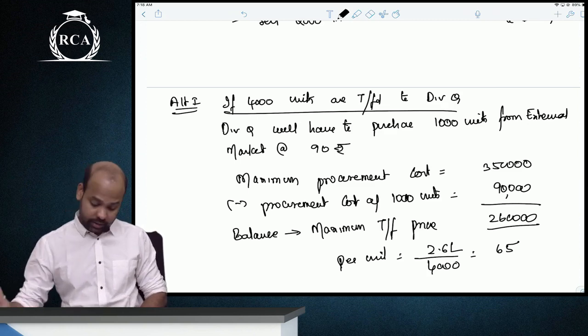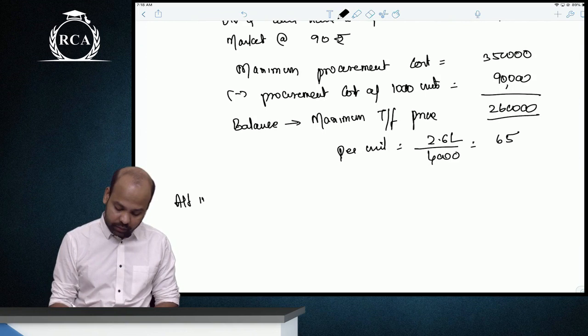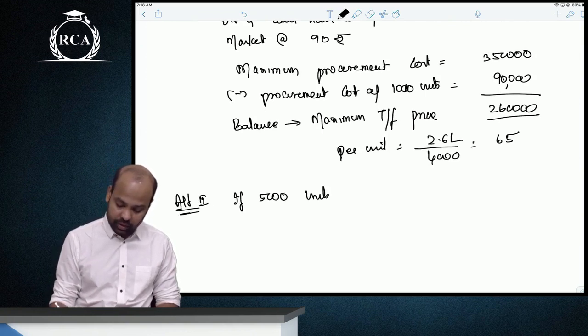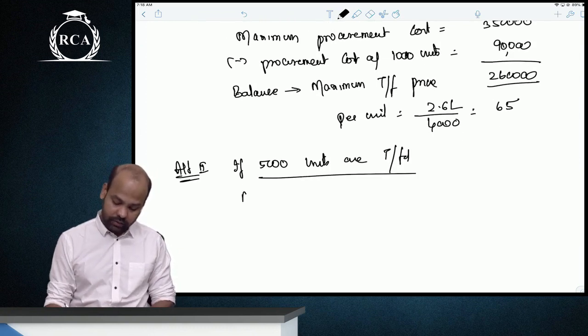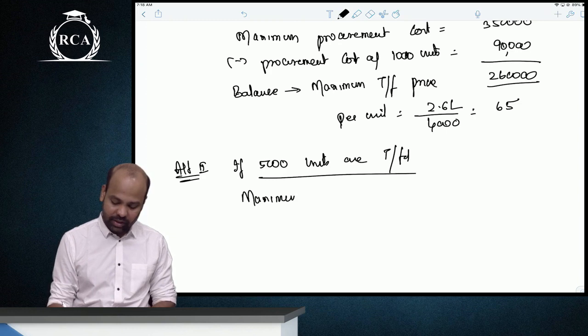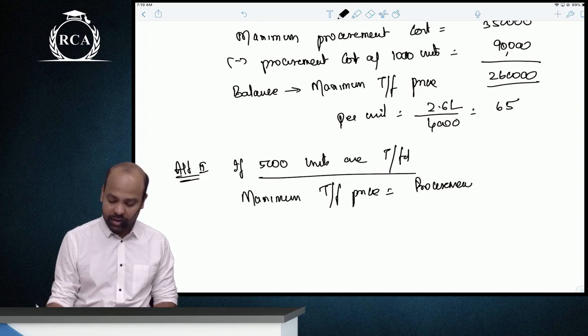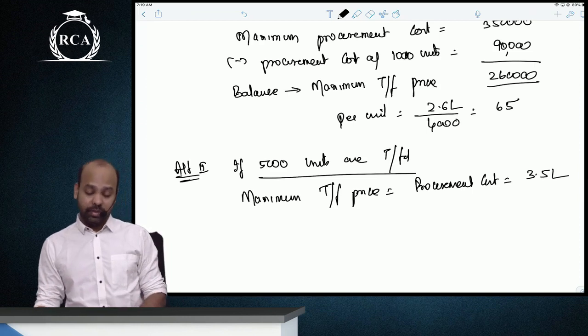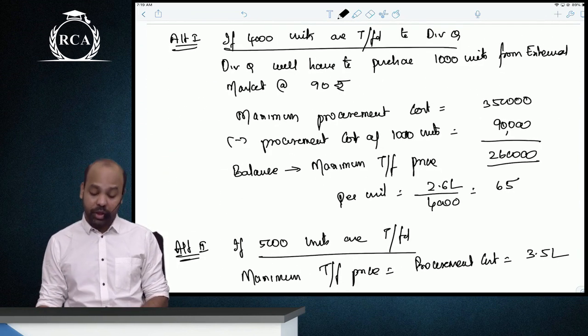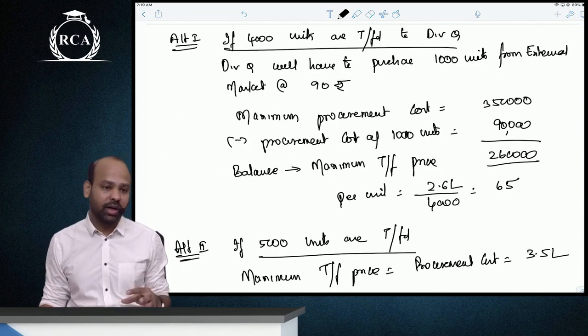Alternative 2: if 5,000 units are transferred, then the maximum transfer price would be their external procurement cost, which is 3,50,000. We will now see what is better for division P: should they transfer 4,000 units, or should they transfer 5,000 units?